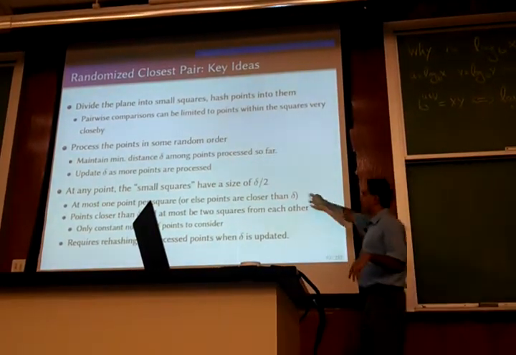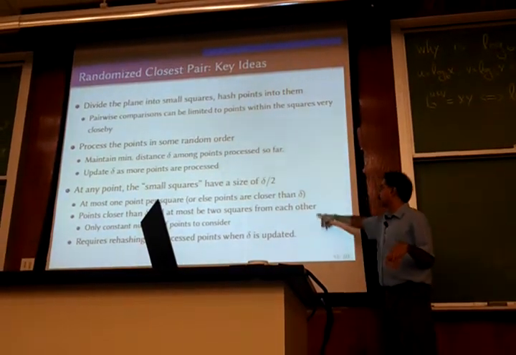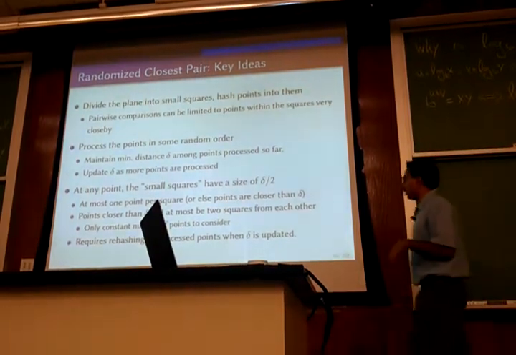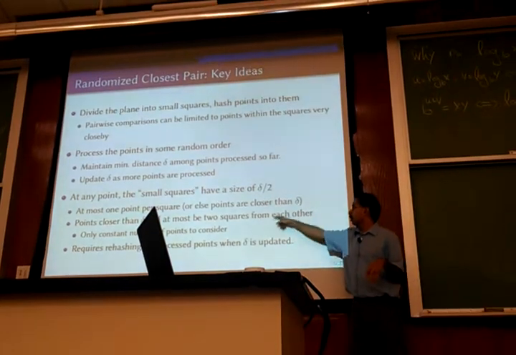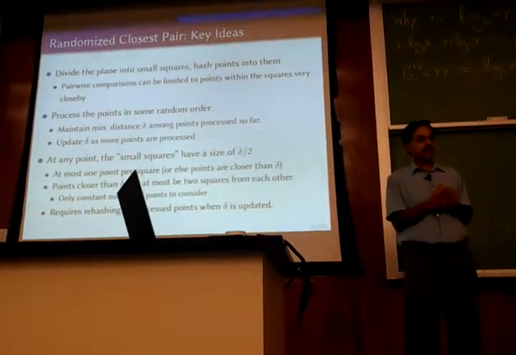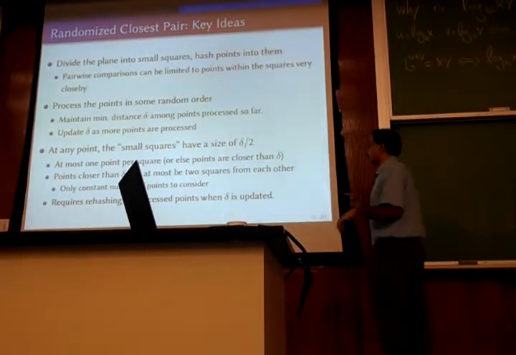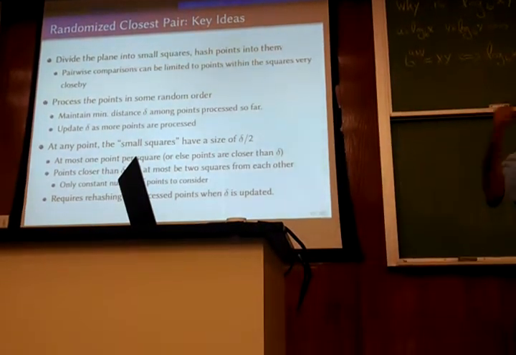So you can't have more than 1 point per square, and points closer than delta will be at most 2 squares from each other, because otherwise, well, you're too far. And that means you have to consider only 2 squares from where you are, that is a constant number of squares, right? So the number of squares you have to consider for checking if there is a closer element.